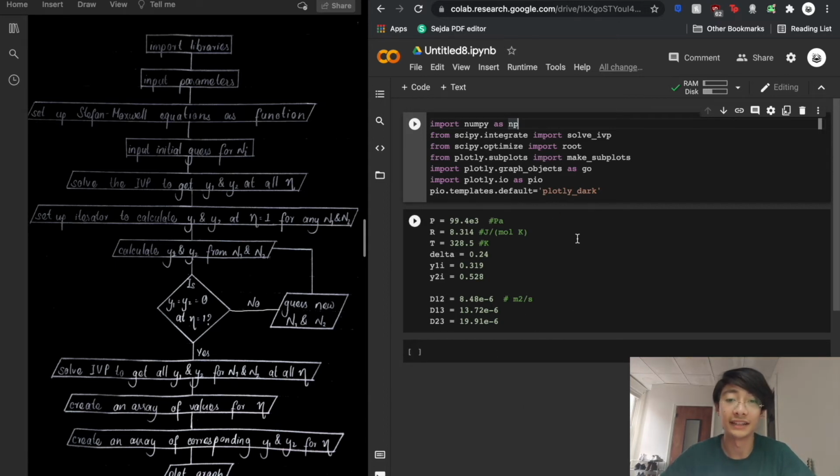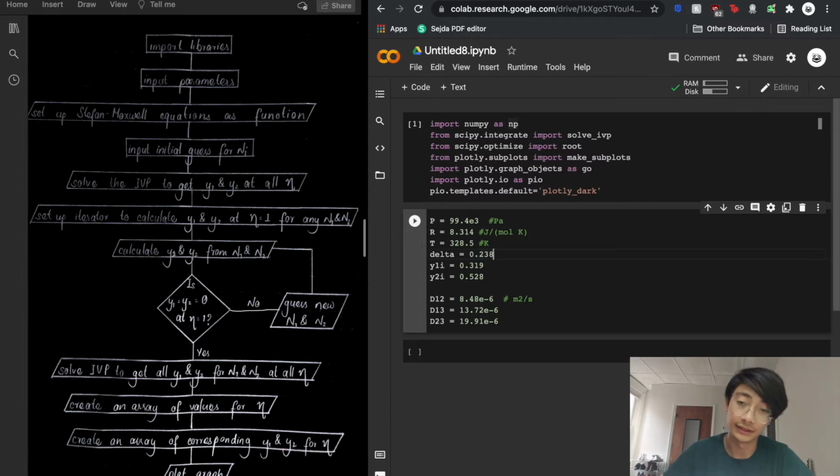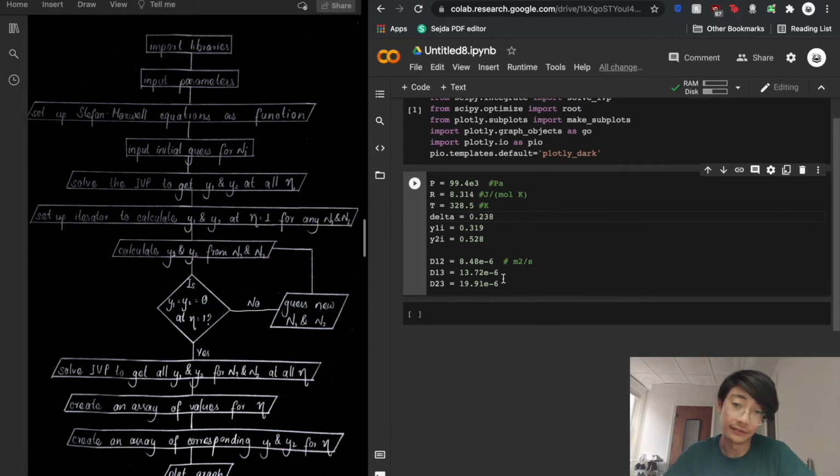We have pressure at 99.4 times 10 to the power 3 pascals. We have the gas constant, then the temperature, and we know that our delta is going to be 0.24. It's actually 0.38, so let's make it that. And then we have our initial values for y1 and y2. That's 0.319 and 0.528. These are the mole fractions of acetone and methanol at the liquid-gas interface. We have also been given the diffusion coefficients, which are as follows for the three pairs.